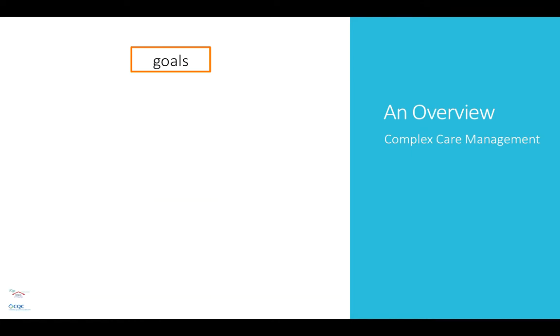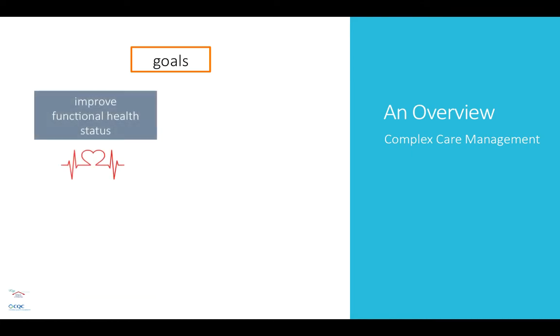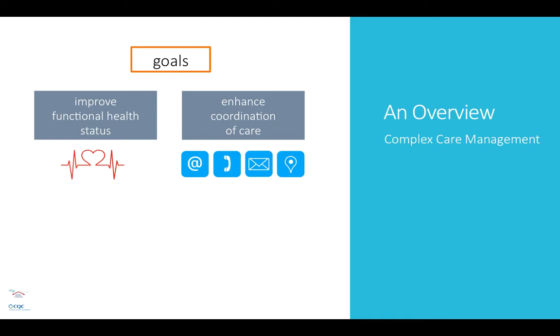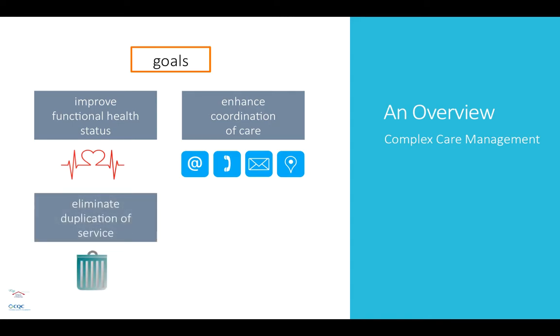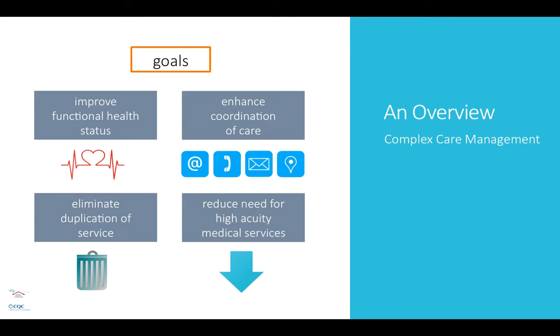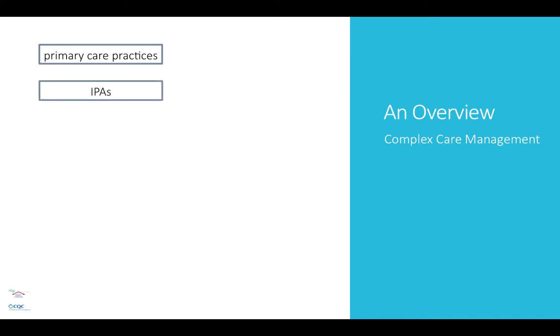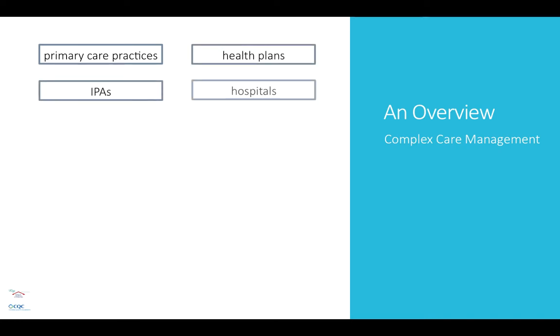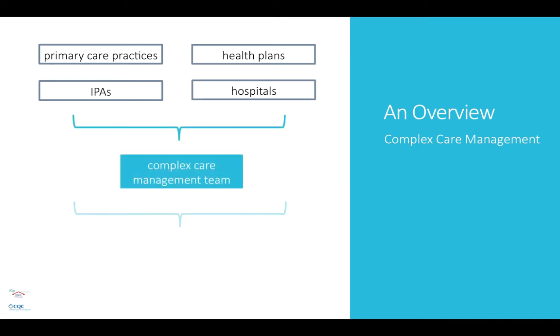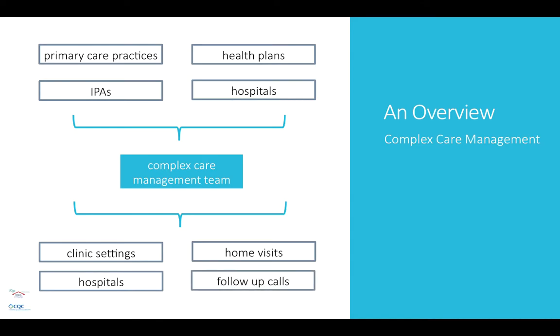The goals of complex care management are to improve patients' functional health status, enhance coordination of care, eliminate duplication of services, and reduce the need for high acuity medical services. Complex care management may be based in a variety of settings, such as primary care practices, IPAs, health plans, and hospitals. A complex care management team may meet with patients in clinic settings or hospitals, visit them at their home, or follow up with calls.